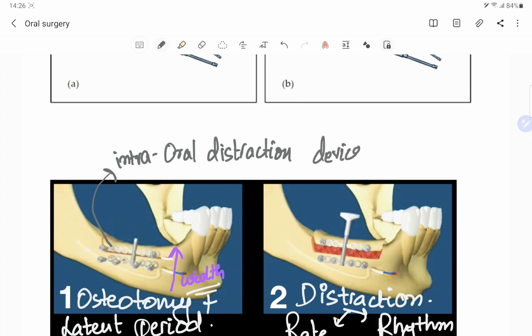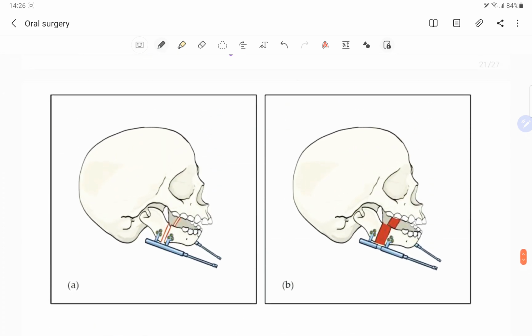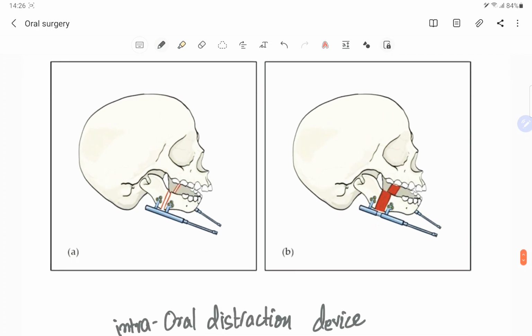And in this diagram we have the one which is extraoral. We have prepared an osteotomy here, and then we start distracting the bony fragments, and therefore there is new bone formation which occurs on each side of this osteotomy. So this is known as distraction osteogenesis. Up here is an extraoral distraction device.